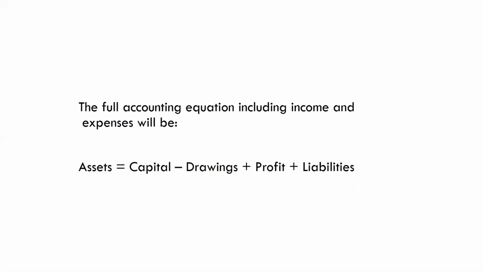Okay, so the accounting equation now, if we have to include income and expenses, right? Remember, income minus expenses is your profit. So this is the expanded accounting equation. A equals O plus L has now become assets equals capital minus drawings plus your profit. This all forms part of your owner's equity, plus your liabilities. I've just expanded that owner's equity into capital minus drawings plus profit. And profit is the difference between your income and expenses.